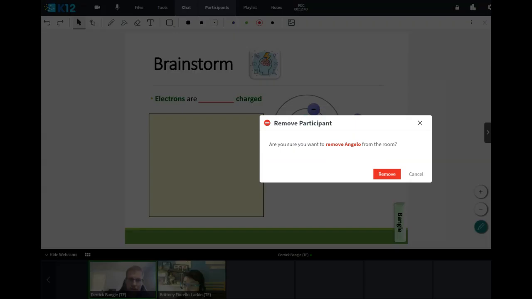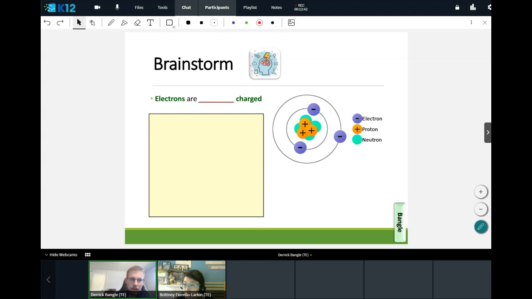Start talking about how electrons are what? What's the charge of an electron? Based off of this picture, let's start off easy. What's the charge of an electron? Yes, it is negative.